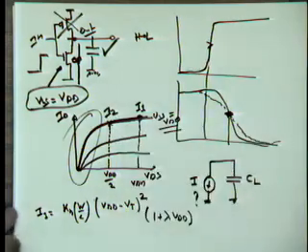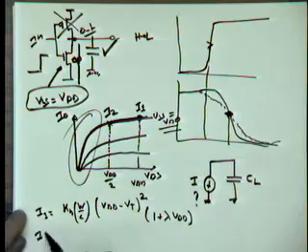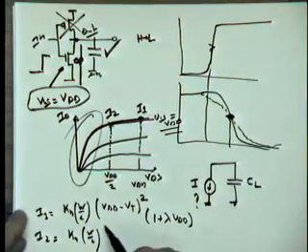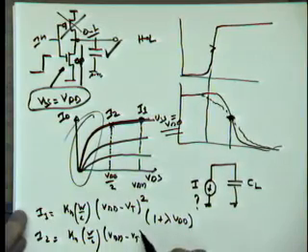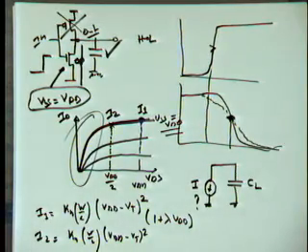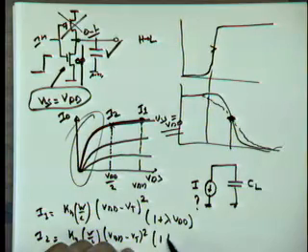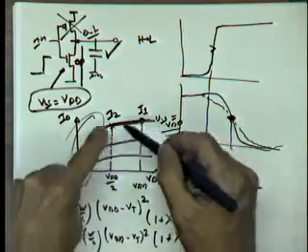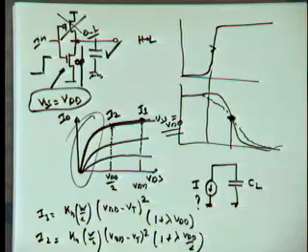The value I2 we can compute as well. It's the same equation, we're still saturated, so I2 is equal to Kn W over L times (VDD minus VT) squared. That doesn't change, VGS is still the same, but we get (1 plus lambda VDD over 2), because VDS has dropped to VDD over 2. And that's the difference between those two currents, this factor. Okay? So we know the two values at the extreme points.